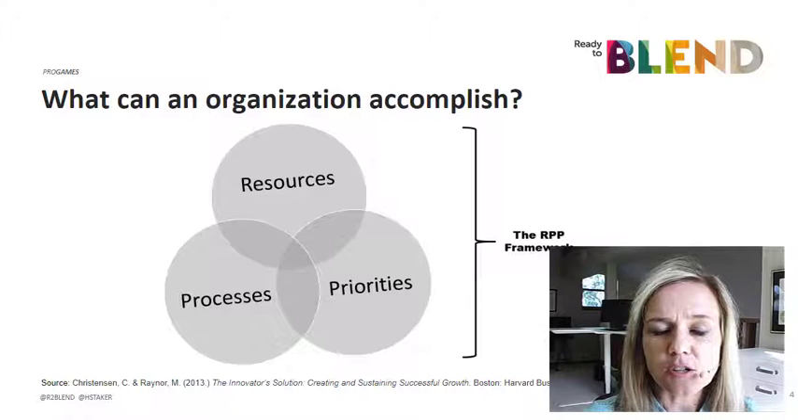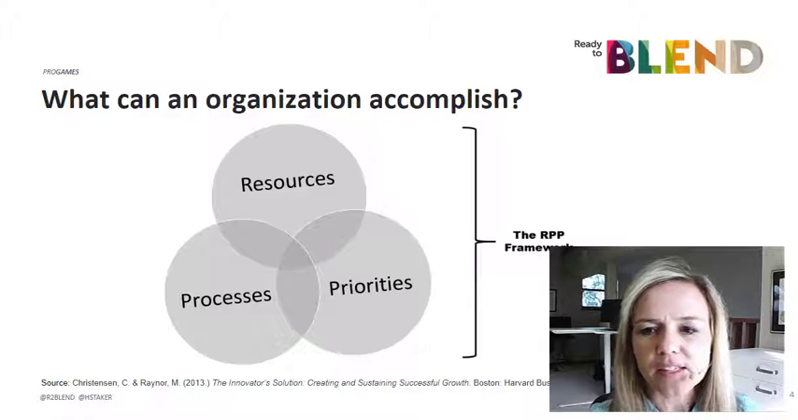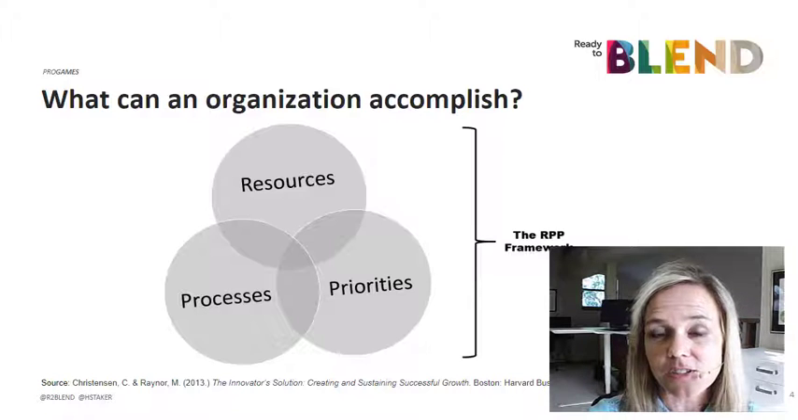The next element that determines what you can accomplish is your processes. Processes are the patterns of interaction, of communication, of coordination, and decision making through which you get things done. So processes include the way you teach and learn, the way you budget, the way you do professional development, and the different routines that are in place in your classroom or school.